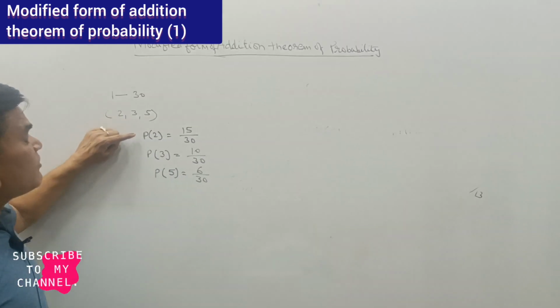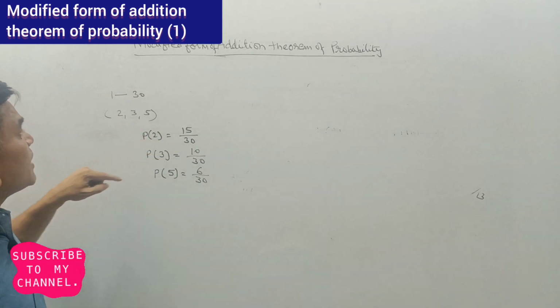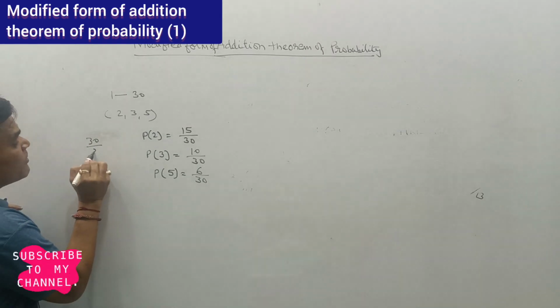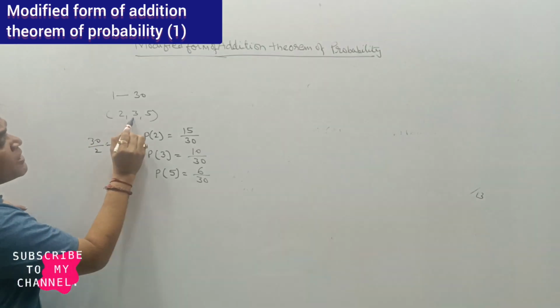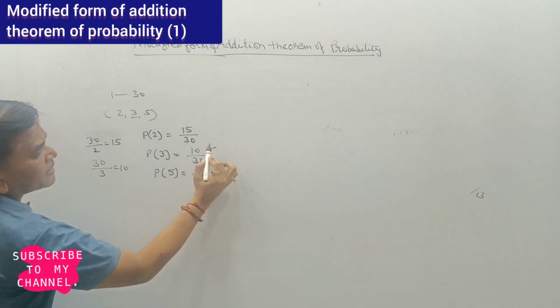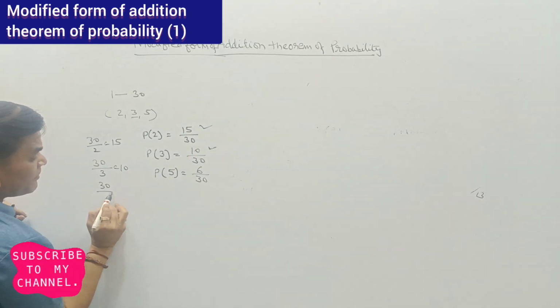So divisible by 2 is 15 upon 30. How do we calculate it? 30 divided by 2, that is 15. Divisible by 3, 30 divided by 3, that is 10. And 30 divided by 5, that is 6.